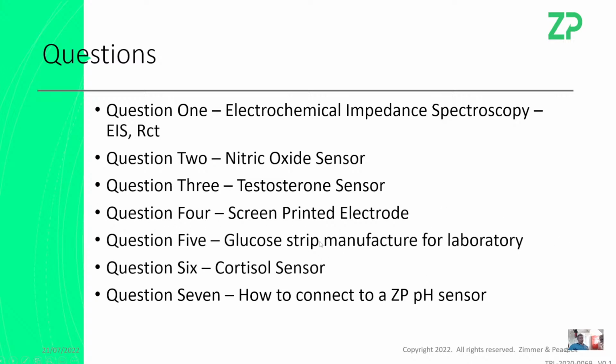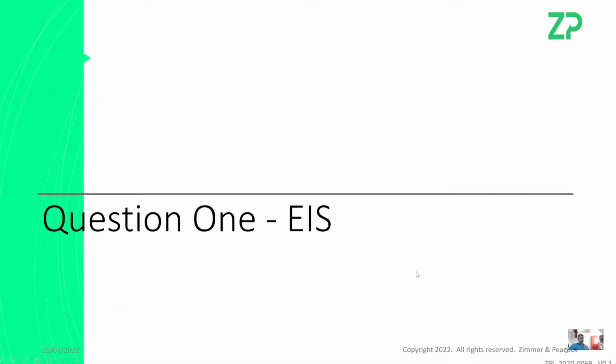We had an inquiry about screen printed electrodes, and another inquiry about glucose strip manufacturing for university laboratories, so I'll talk about that. An inquiry came in about wearable sensors, and in particular cortisol sensors. And then the last one that I almost overlooked was how to connect to a ZP pH sensor, so I'll also touch upon that today. I will talk rather quickly because I'm just conscious of the time.